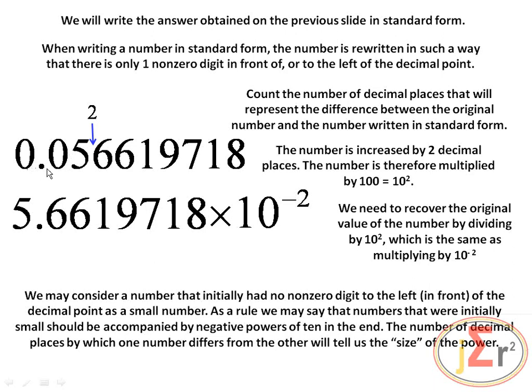The 0 point beginning the number tells us that that number is small. And I'm saying, as a rule of thumb, any such number written in standard form will be accompanied by a negative power. The number of the negative power is determined by the number of decimal places that this one differs from this. It differs by 2 places of decimal, then we have a negative 2. And it is good if we can determine very early the sign that the power will have.